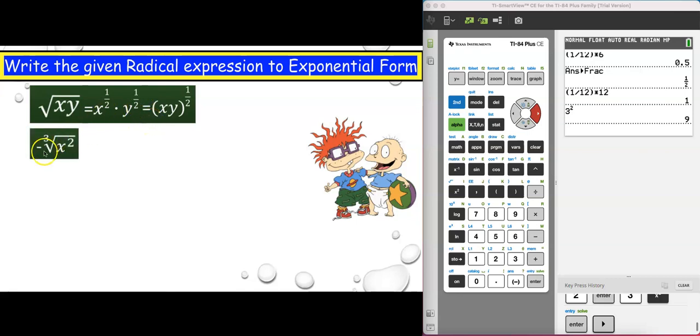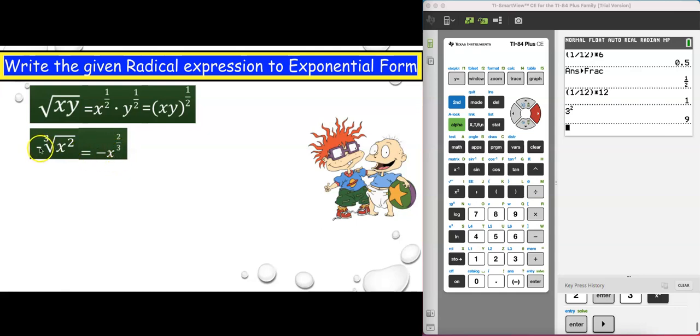So this time I have a negative cube root of x squared. Negative cube root, because 3 is our index number. So we've got a negative cube root of x to the 2nd power. All right, so how do I deal with that? The same exact way. We see what's under the radical. The x is our base, the 2 is our exponent, and the 3 is our index number. So when I rewrite this, it is x raised to the 2/3 power.